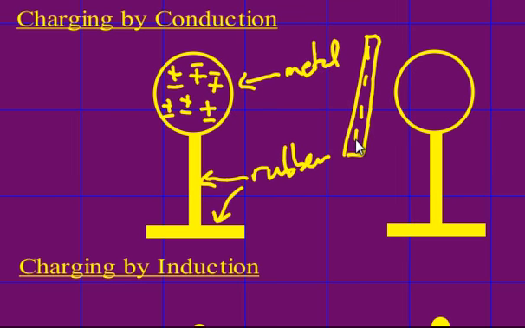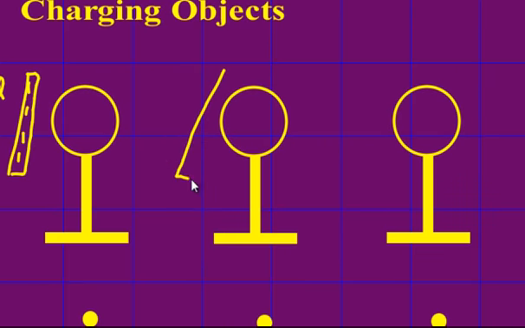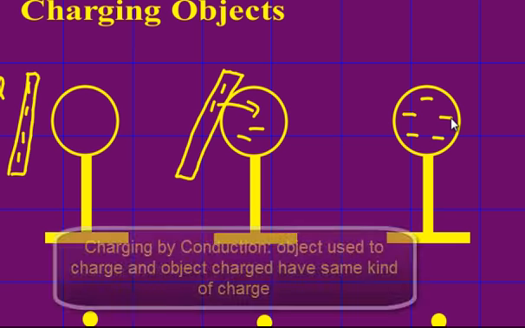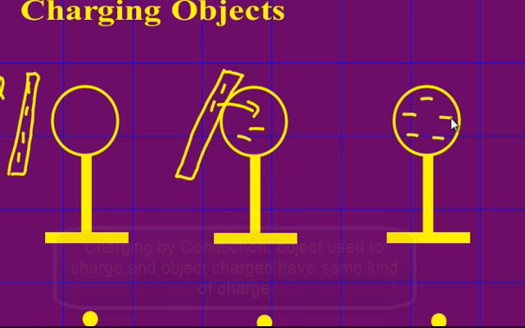To charge by conduction means to charge by direct contact. So all you're going to do is take that rod and touch it, and those negatives will go onto here by direct contact, and then as discussed before, they will spread out evenly and you'll end up with a negatively charged sphere. So when you charge by conduction, the object that you charge ends up having the same charge as the object that you charged it with. The rod and the sphere have the same charge.